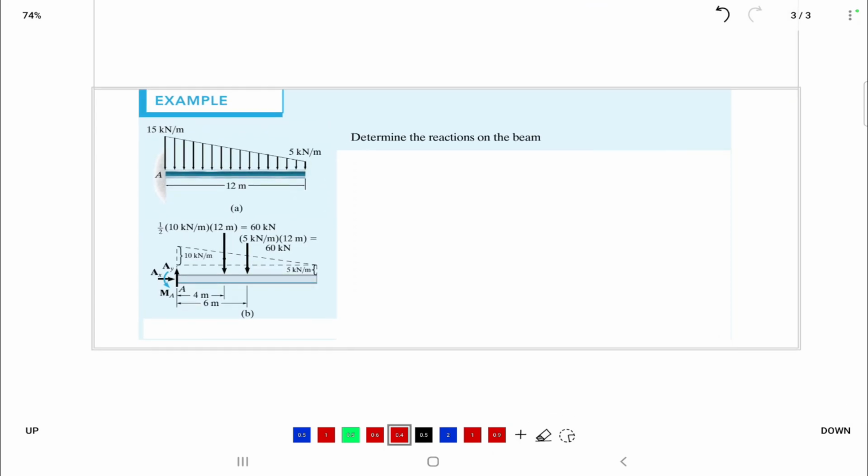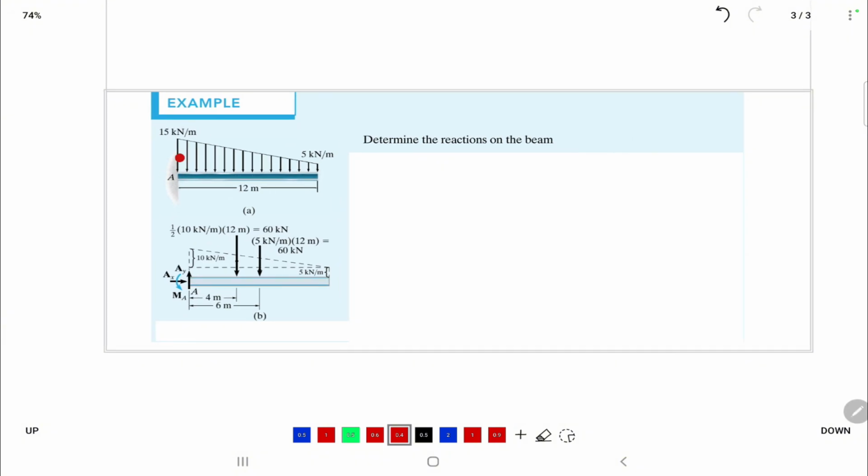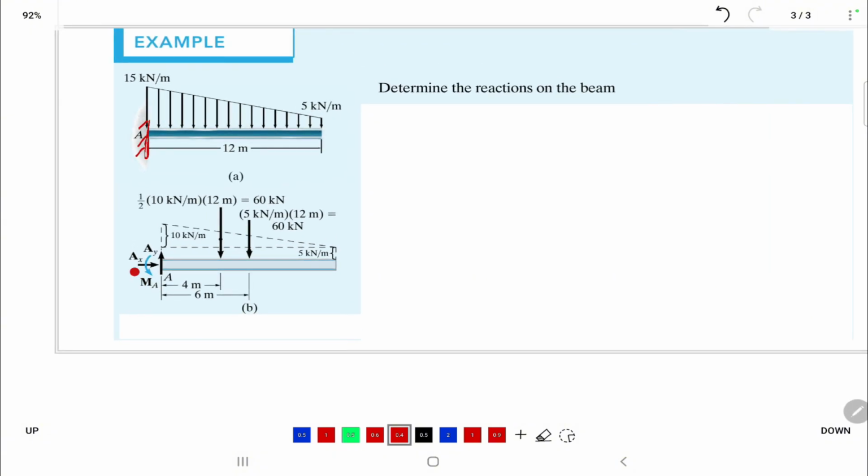Here we have a cantilever beam. You see, this is a cantilever beam, fixed at point A. Determine the reactions on the beam. The first thing is, I have AX, AY, and MA, AX being the horizontal, AY being the vertical, and MA being the moment. So, the solution.